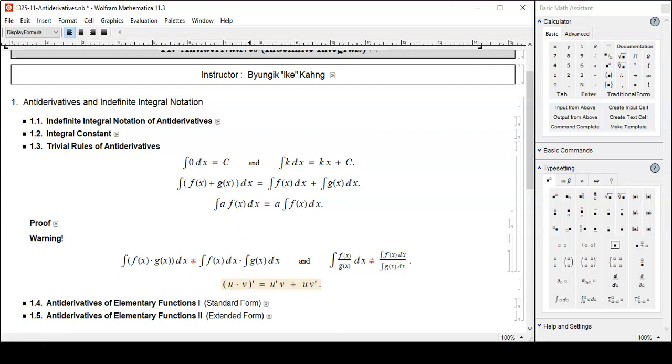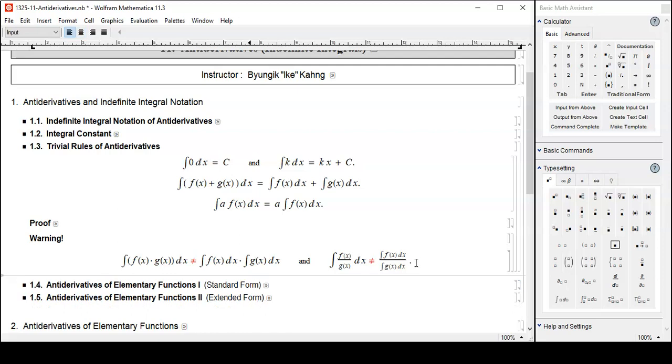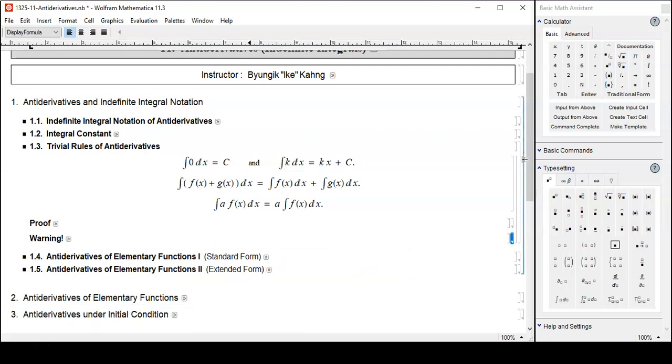We had product rule. So the right-hand side is a heck of a lot more complicated. It's not going to be as simple as this. As for quotient rule, it's even worse. Antiderivative of quotient is not quotient of the antiderivatives. Same as the derivative of quotient is not quotient of the derivatives. The quotient rule is even worse. Nonetheless, I sometimes see this kind of answer. Be careful there.